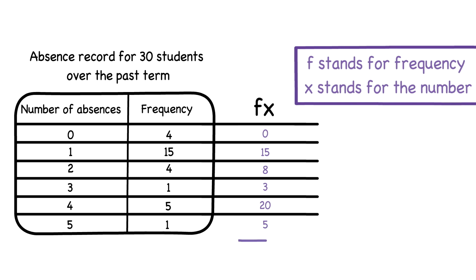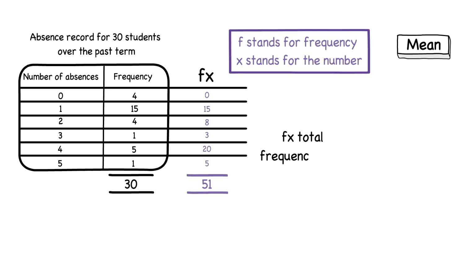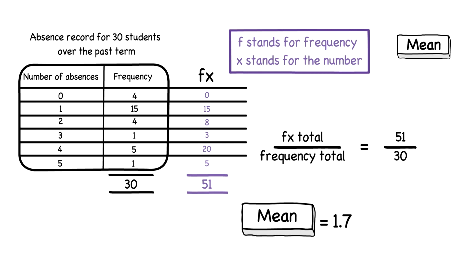Next you want to find out the total of your fx column, so in this case it is 51. Then look at what your frequency total is. To find the mean, you divide your fx total by your frequency total. So here we would do 51 divided by 30. This gives us 1.7. So the mean would be 1.7.